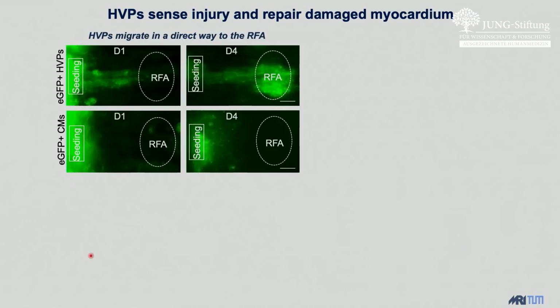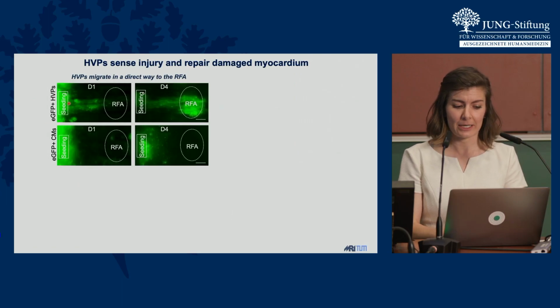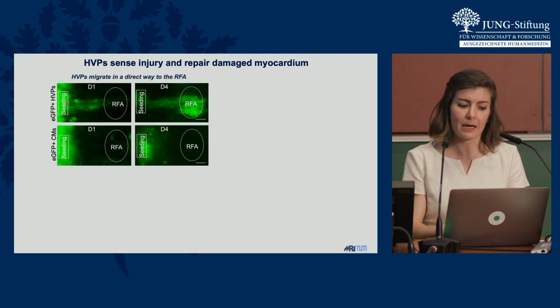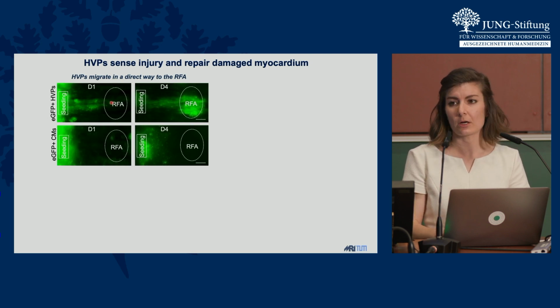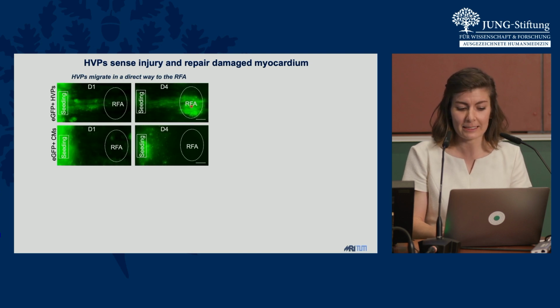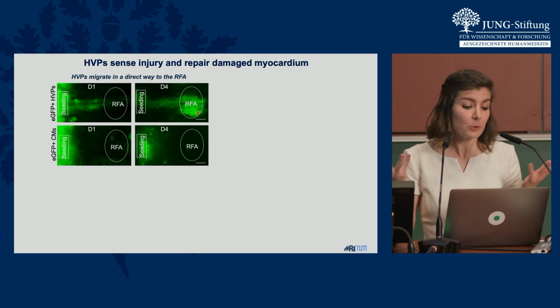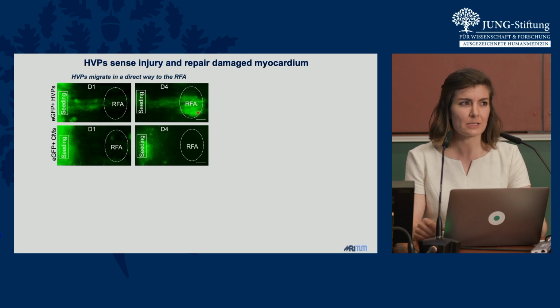Live imaging of these patches was really fascinating because we have seen that our cardiac progenitor cells indeed were able to start a migration directly towards this RFA injury already 1 day after the injury. And even at 4 days later, they enriched in this injury and repopulated it. And this phenomenon was exclusively present when we used our cardiac progenitor cells, but not when we compared them to cell seeding with differentiated cardiomyocytes.